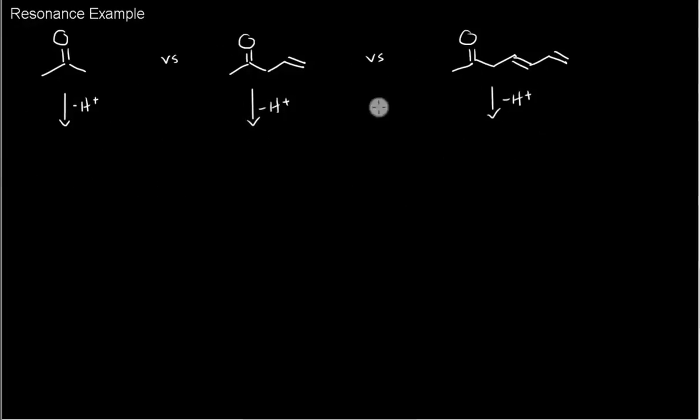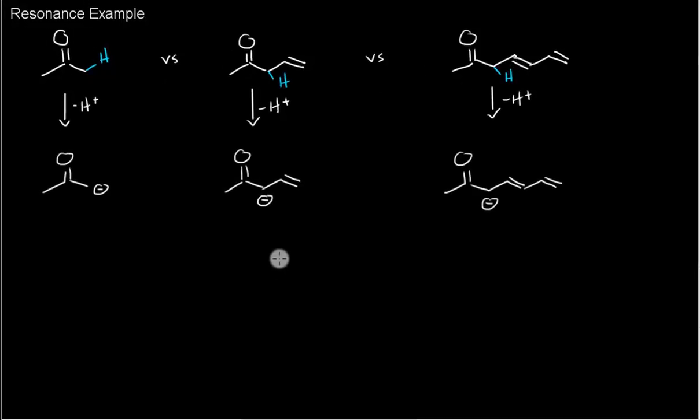Okay, so now I've lost an H+ for each one of these molecules, and now let's just go ahead and redraw the molecule after we have lost a hydrogen. Specifically, the hydrogens that we're going to lose, let's just say we'll lose this blue hydrogen right here, this blue hydrogen right there, and this blue hydrogen right there. Okay, so now that we've drawn out the three conjugate bases for each one of these molecules after they've lost their blue hydrogen, we can talk about resonance.